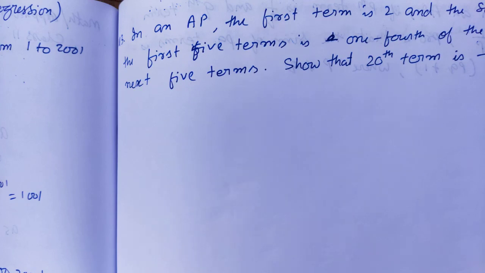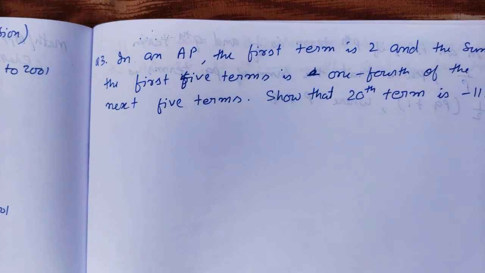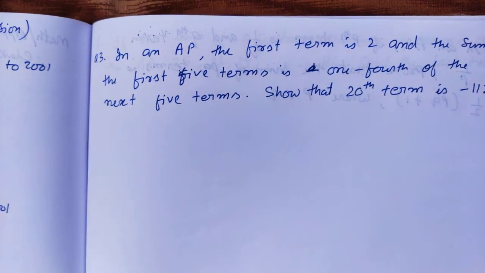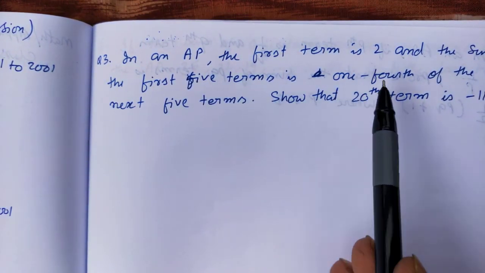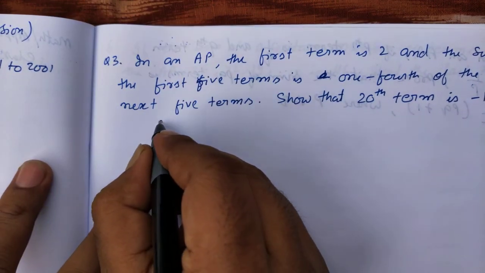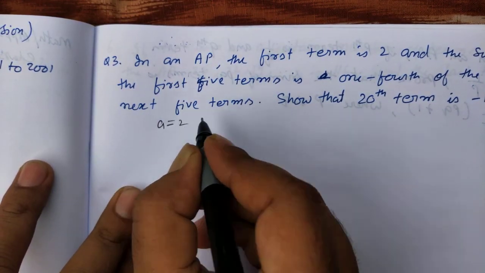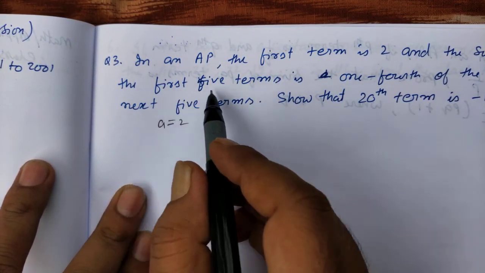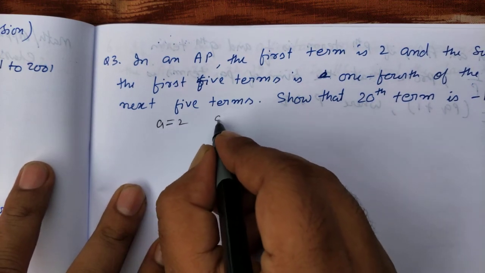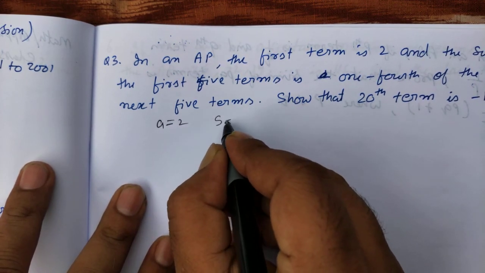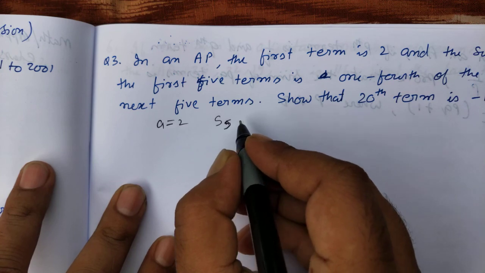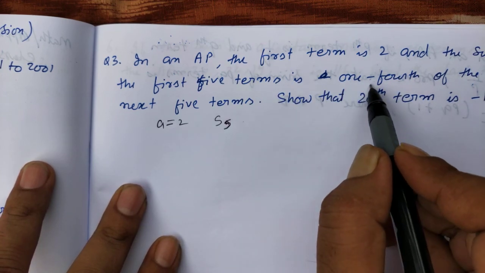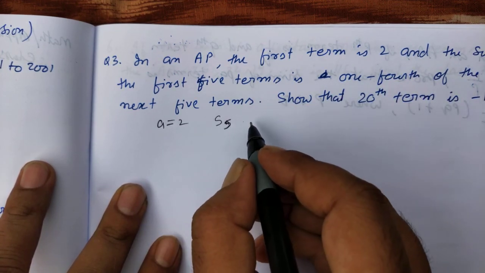Question number 3. In an AP, the first term is 2, so we can write a equal to 2, and the sum of the first 5 terms, S5, is given as 1/4 of the next 5.